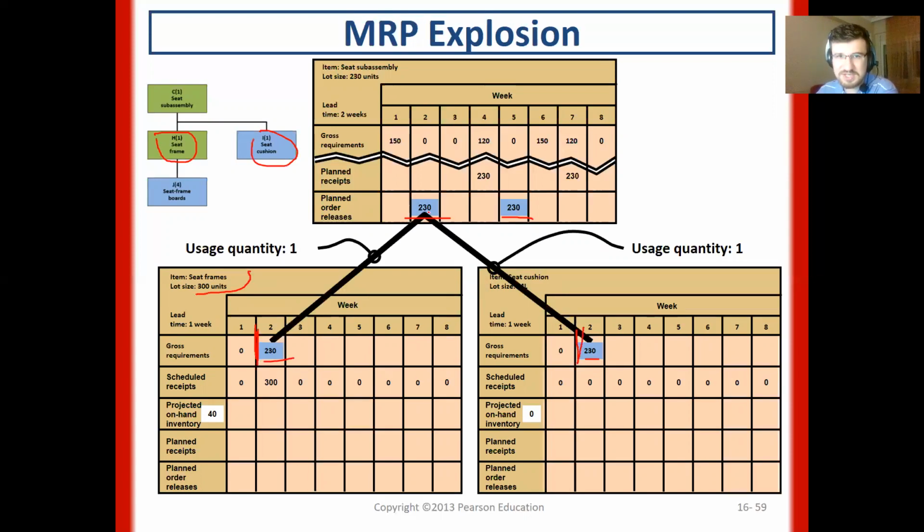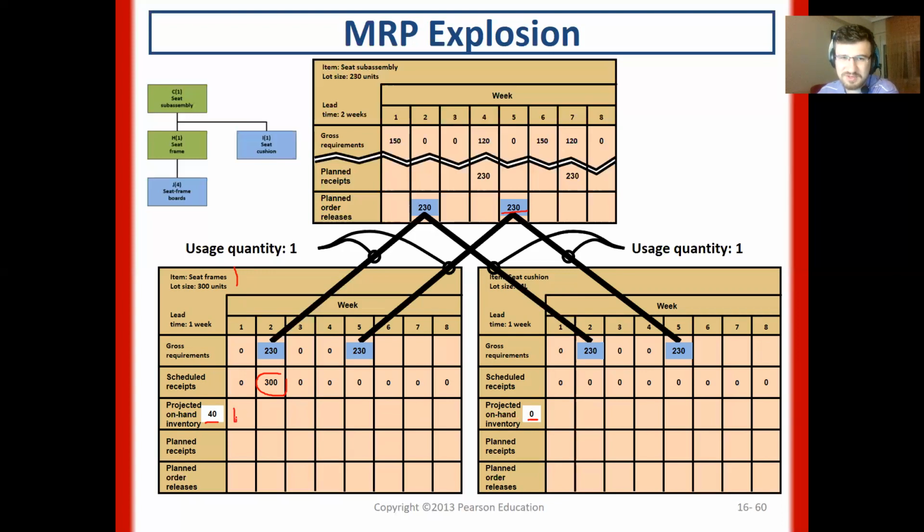And so these planned order releases will be the gross requirement for each component, as well as this one. And there is only one scheduled receipt for seed frame at the beginning of week 2, no scheduled receipt for seed cushion. And on-hand inventory for seed frame is 40 units at the beginning of week 1, and no on-hand inventory for this one. Then what we are gonna do is fill this table up.